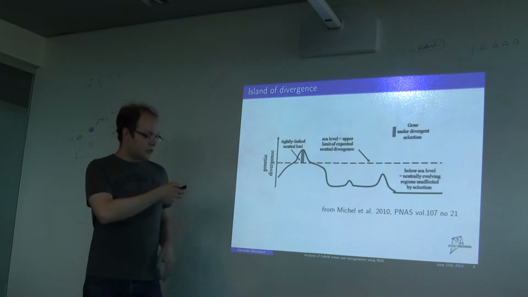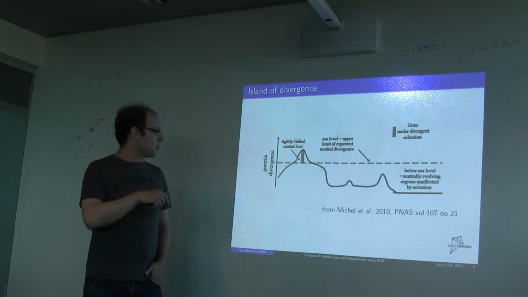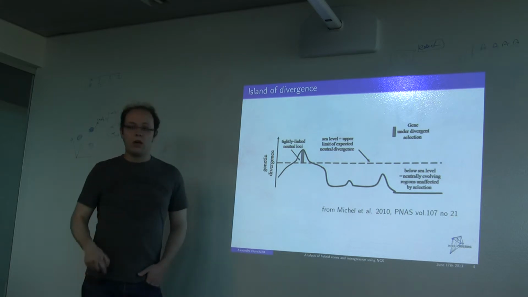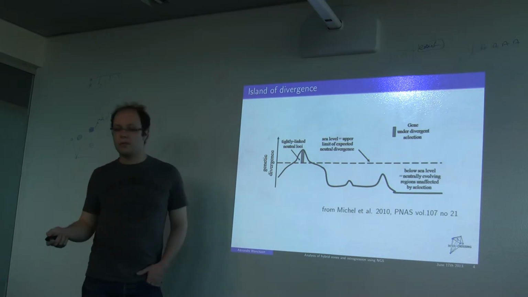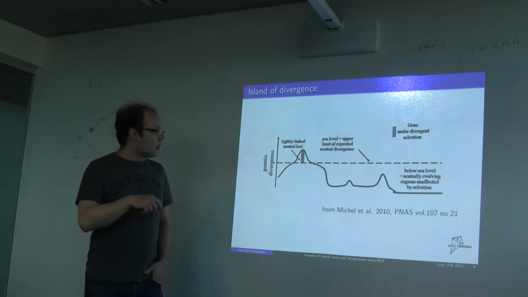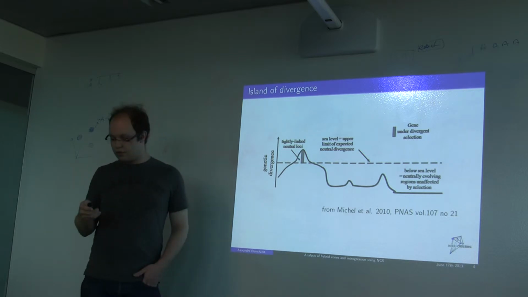So this picture is from Michel et al., and this represents the genetic divergence along the genome. And so you can have some high level of genetic divergence, which is often mainly due to a gene under divergent selection or local adaptation. And otherwise it's just low level. And the question is, when you have this in the genome, how can you increase the genetic divergence level to obtain two different species?